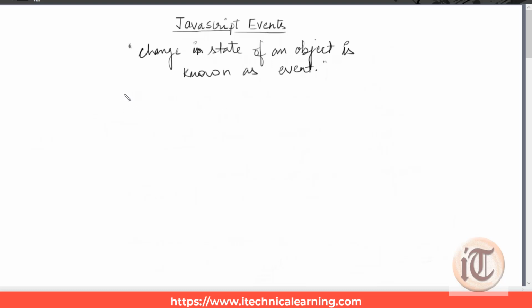Suppose we have a button, and the text it contains is say hello. It is the state of the button that it has some dimension and some text written over it. But when I click this button, it generates some action, or it performs some action.